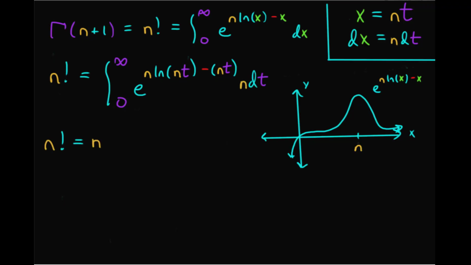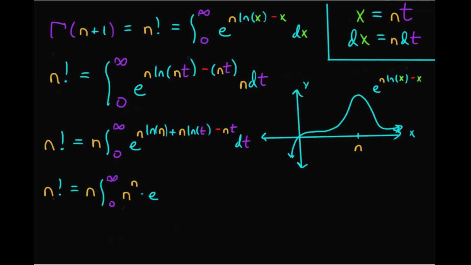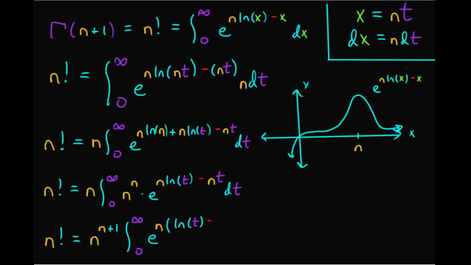So the first thing we'll do is pull that constant factor n out in front of the integral. Then I'm going to simplify the integrand a little bit. e to the n log n just simplifies to n to the n, and that will multiply e to the n log t minus nt dt. And so we'll have that n factorial, pulling out that n to the n now, equals n to the n plus 1 times the integral from 0 to infinity of e to the n times the quantity log t minus t, close parenthesis, dt.